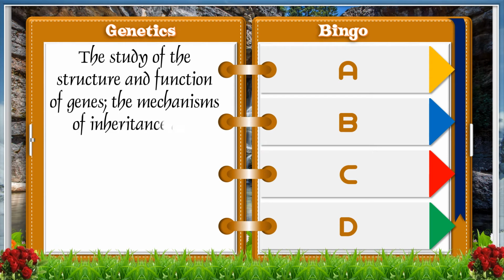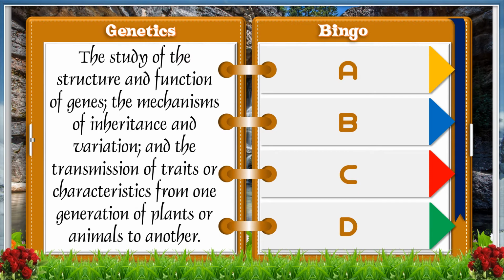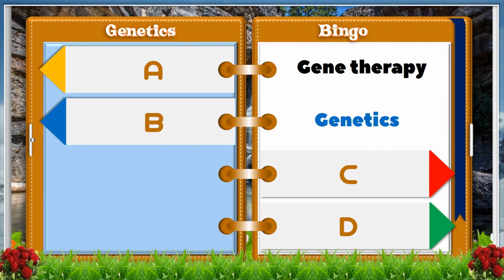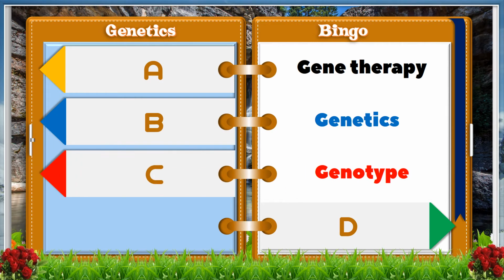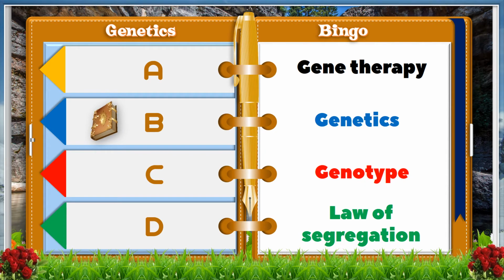The study of the structure and function of genes, the mechanism of inheritance and variation, and the transmission of traits or characteristics from one generation of plants or animals to another. A. Gene therapy. B. Genetics. C. Genotype. D. Law of segregation. And the answer is B. Genetics.